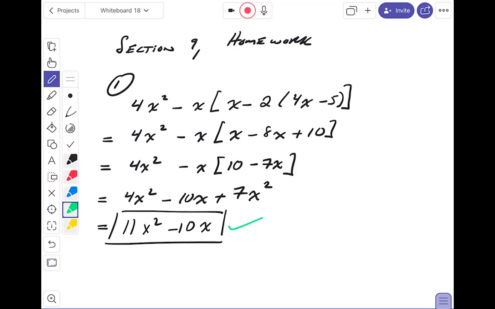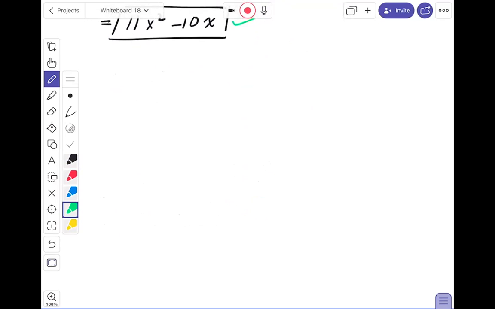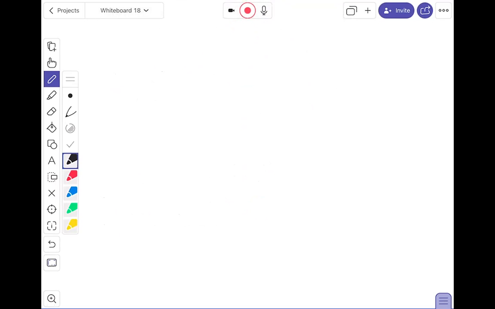All right, let me do number 2. Again, the expectation is you've done this already, and you're just simply watching this to reaffirm that you're doing it correctly. So what do you see? Number 2. I don't like the way it's written because it's sort of like a trinomial times a binomial. Now, I would much prefer to commute these factors around.